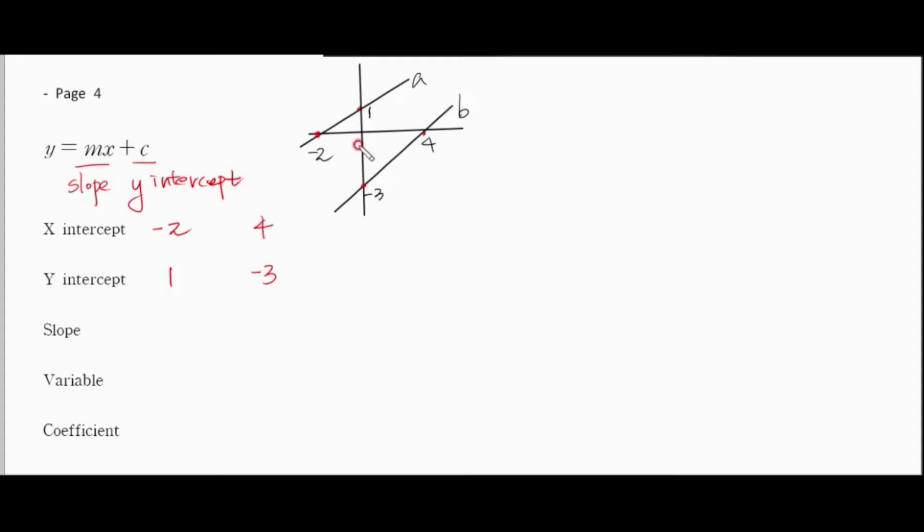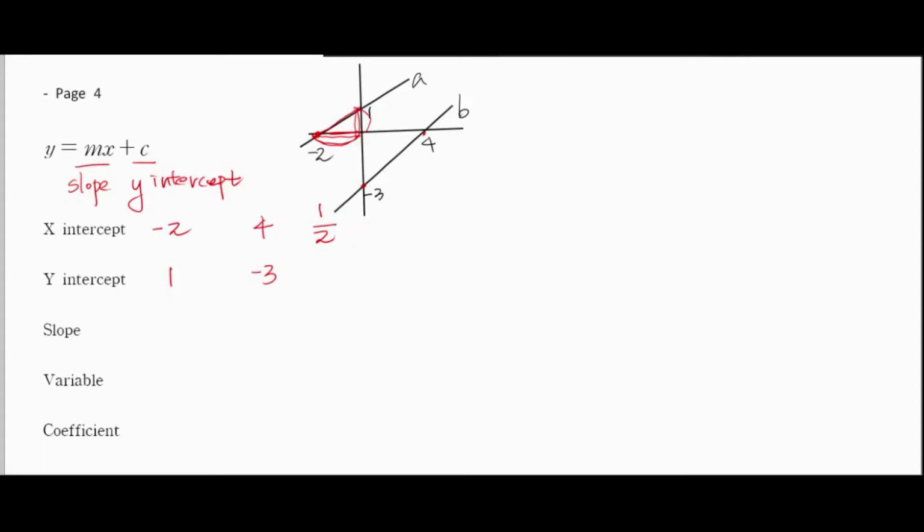To check the slope, we should draw a little triangle right here. This triangle connects the x-intercept and y-intercept. When I look at this triangle, x moved by 2 and y moved by 1. So the slope of this graph is 1 over 2, or half.